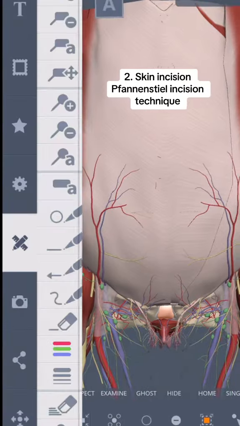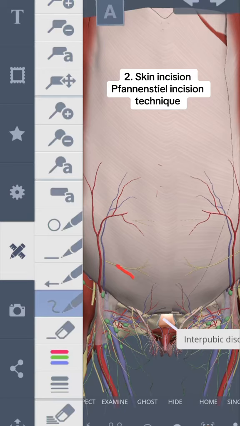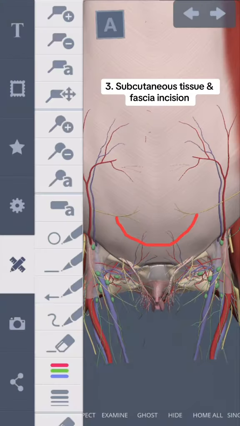Next, a skin incision is made. One of the commonly used techniques is the Pfannenstiel method, where a curved 10 to 15 centimeter incision is made 2 to 3 centimeters above the pubic symphysis. Next, an incision is made through the subcutaneous tissue and the fascia.